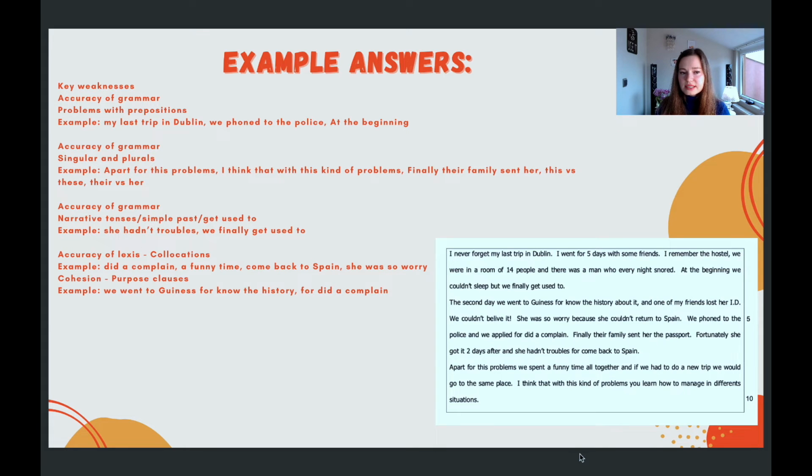We can see that there are some problems with cohesion. The purpose clauses are weak, and we can see that there was the wrong choice of the cohesive devices. Example: "we went to Guinness for know the history and for did I complain." You can see that the learner misused the preposition, and in this case, it's the weakness.